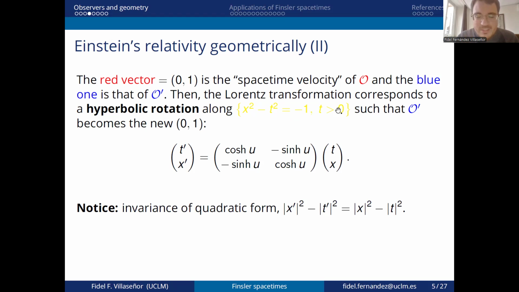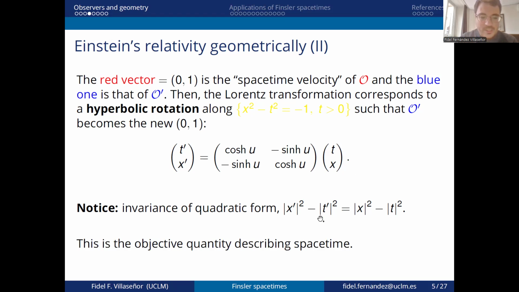And the important thing about viewing this geometrically is that now we realize that these rotations, these geometric transformations, leave invariant a quadratic form, precisely this quadratic form here. So if one takes displacements in space to the square power minus displacements in time to the square power, this quantity, this quadratic form, stays invariant. And in this manner, one can think that this is the objective quantity that describes space-time. So from the geometric view, we have arrived at an invariant, at an objective quantity for all observers, which is the basis for space-time geometry.